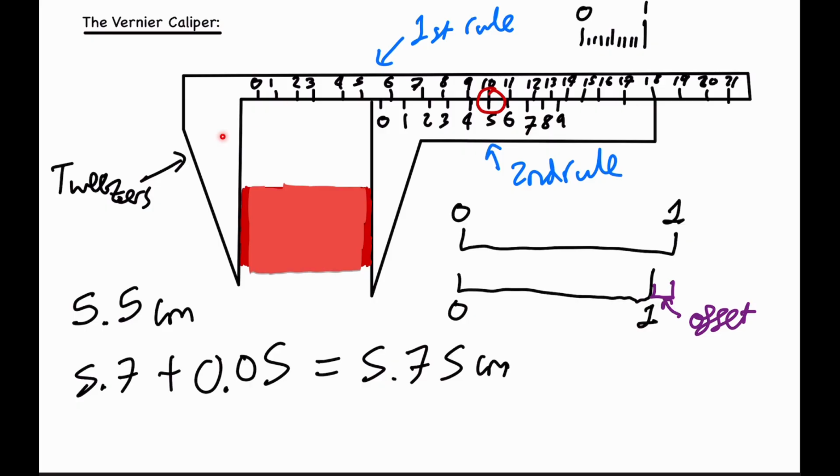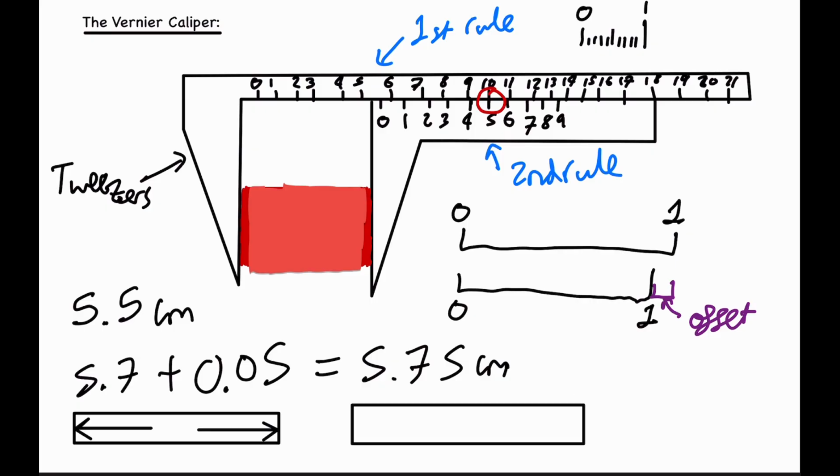That's why the vernier caliper is so useful, because it gives you that extra level of accuracy that a ruler doesn't give you. It's also very useful because you can modify your tweezers to measure inside things, or just use them as they are here to measure the length of things. They have an attachment at the end where you can measure the depth of things as well. So you could measure inside things, the size of things, or the depth of things.